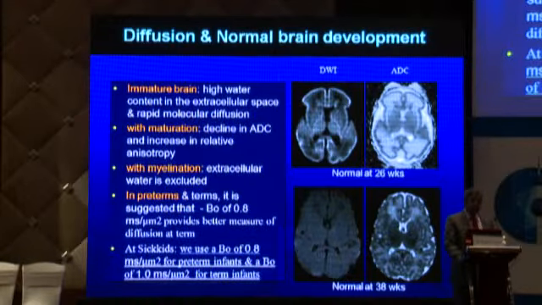Remember that diffusion also is different in the immature brain compared to a mature myelinated white matter. So in preterms, we use a b value of 800, whereas in terms, we use the regular average of 1000. So you can see this is a preterm child, increased diffusion in the white matter. This is a term child at birth, and this is the DWI trace image, and this is the ADC map.